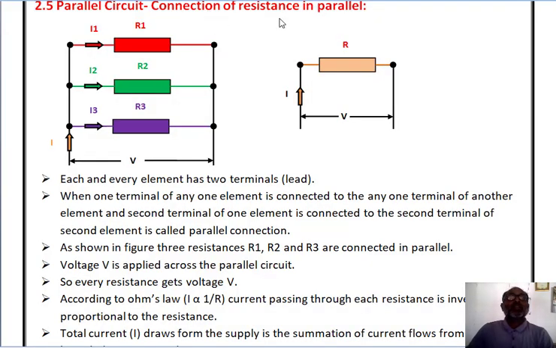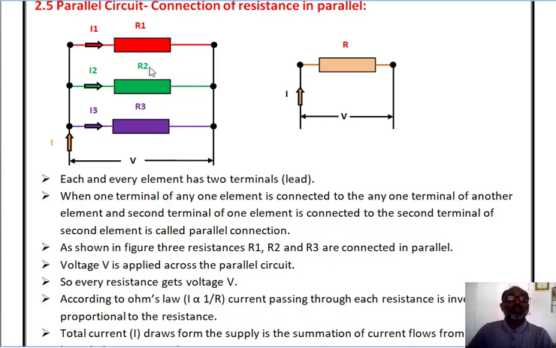Parallel circuit, connection of resistance in parallel. Each and every element has two terminals or two leads. When one terminal of any one element is connected to any one terminal of another element, and the second terminal of one element is connected to the second terminal of the second element, it is called a parallel connection.